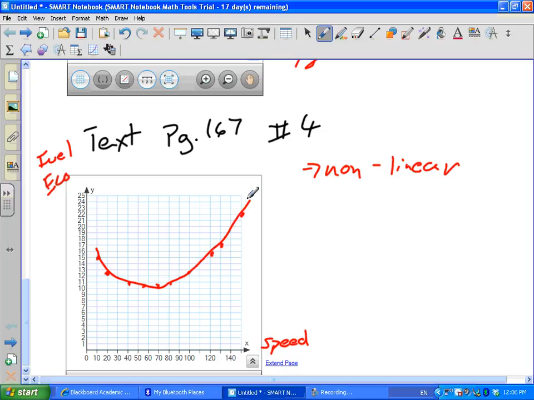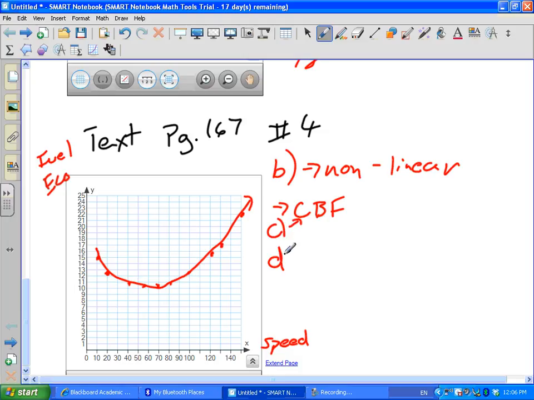Yeah, that was all right. That would be our curve of best fit, CBF, okay? There's our curve of best fit. So what 4A says: make a scatter plot of the data. We did that. Describe the relationship. There's our B. It is a non-linear relationship. Draw a curve of best fit. Amazing. We've already done that.